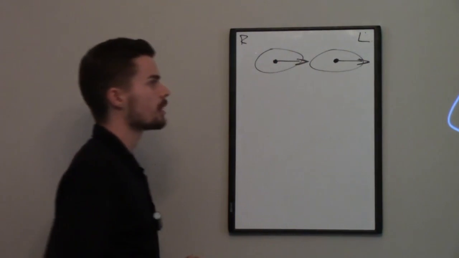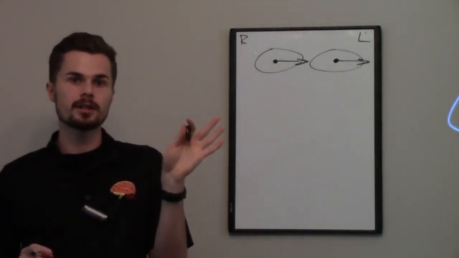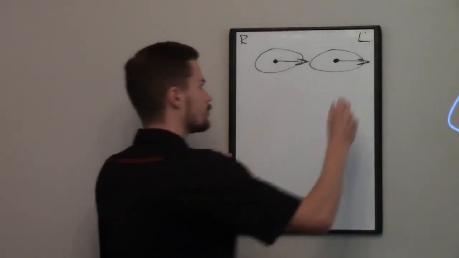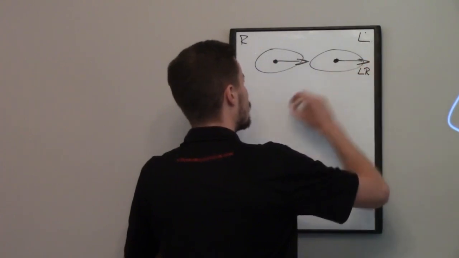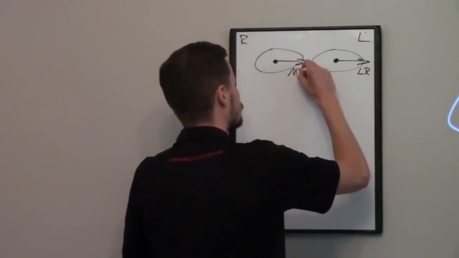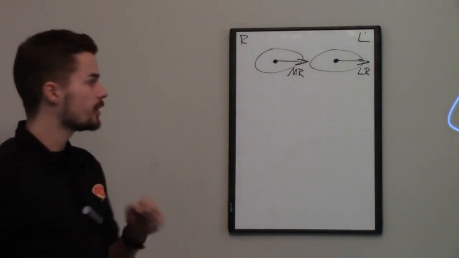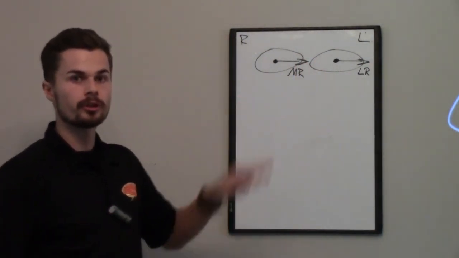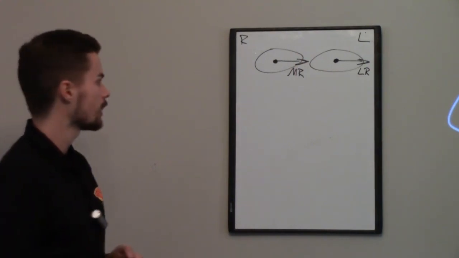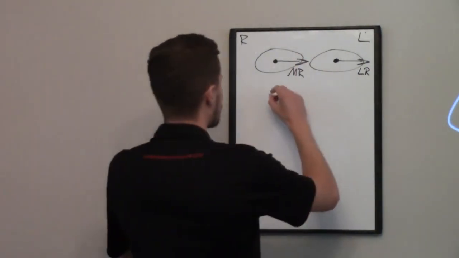Which muscles are responsible for moving our eyes left? Well, the abductor will be the lateral rectus, and the adductor will be the medial rectus, okay? And then you can already start thinking about which cranial nerves are responsible for innervating these eye muscles, okay? Before we do that, let's go ahead and draw the brainstem.